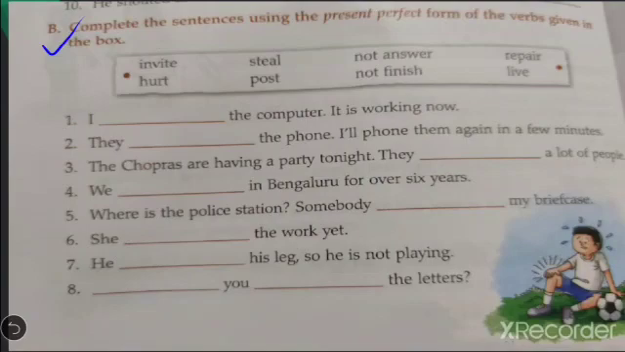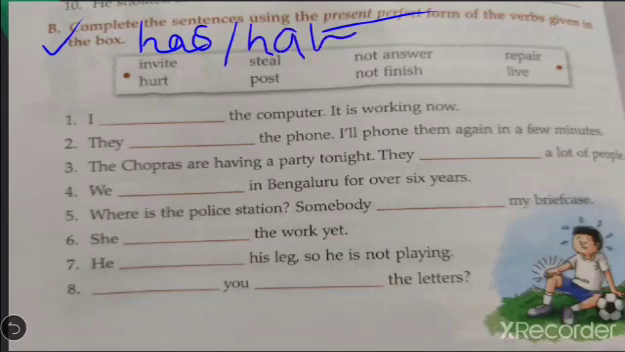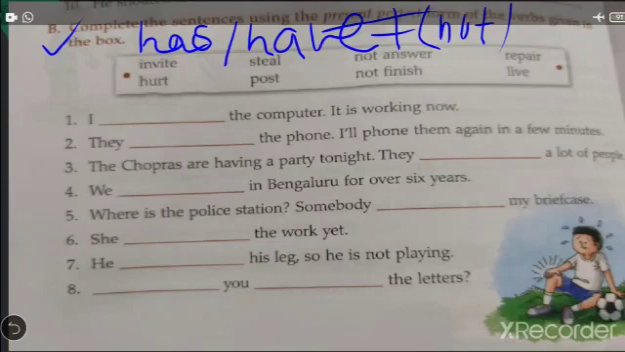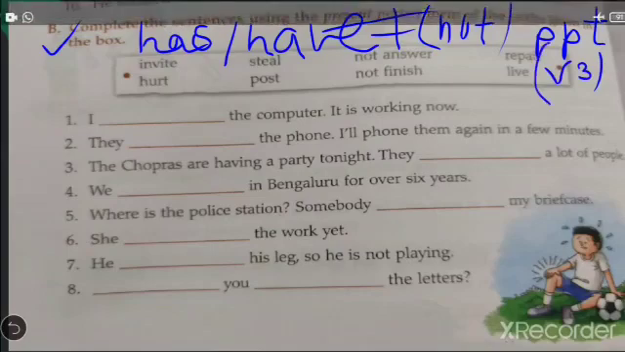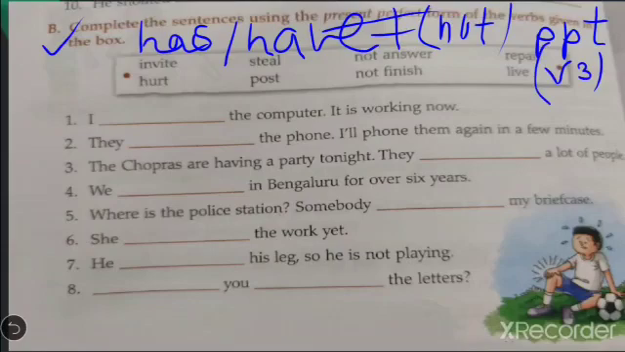Complete the sentences using the present perfect form of the verbs given in the box. Now in present perfect tense, according to the subject, you have to use has or have. If negative, then hasn't, haven't will come. If it's a simple sentence, not negative. So after has and have, you have to write the past participle form of the verb, or you can say verb 3, with this tense, present perfect tense.